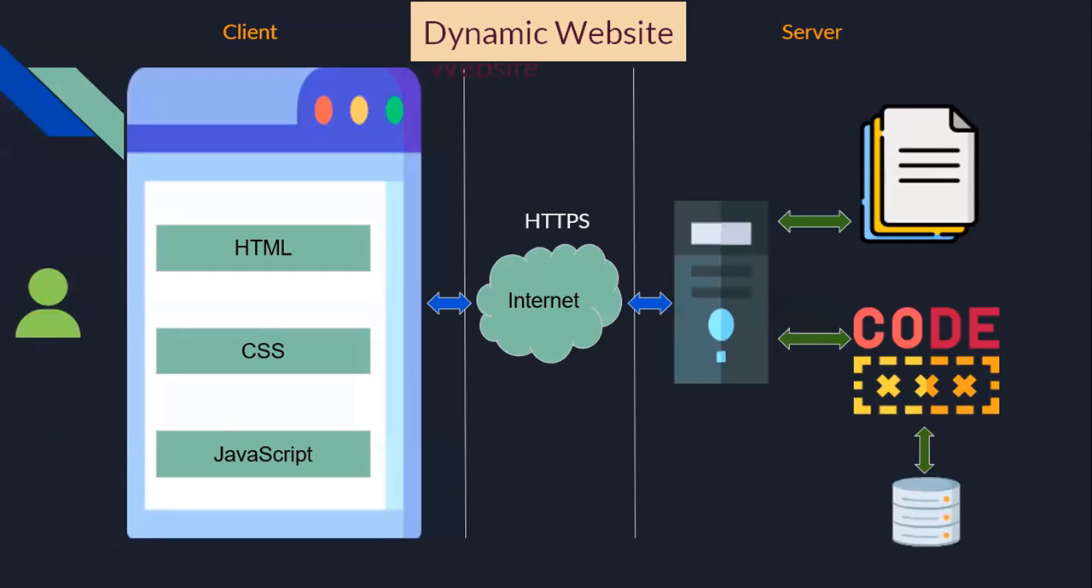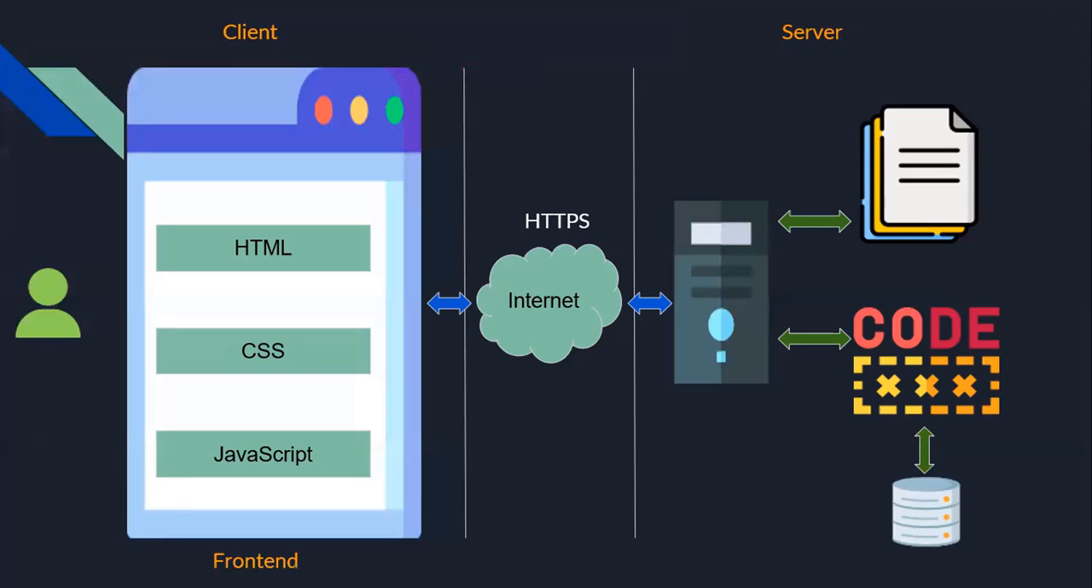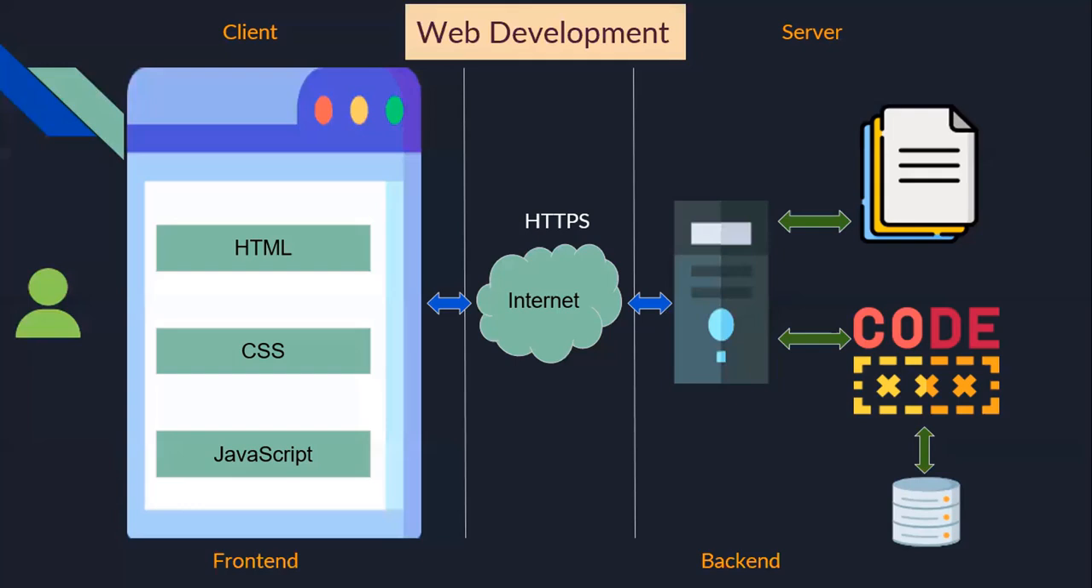So the part which runs in the client, namely HTML, CSS, and JavaScript, is called front end, and developing it is called front-end development. The server-side program and database which runs in the web server is called back end, and developing it is called back-end development. Together, front-end development and back-end development are called web development. Now we will have a very brief overview of the different components of web development.